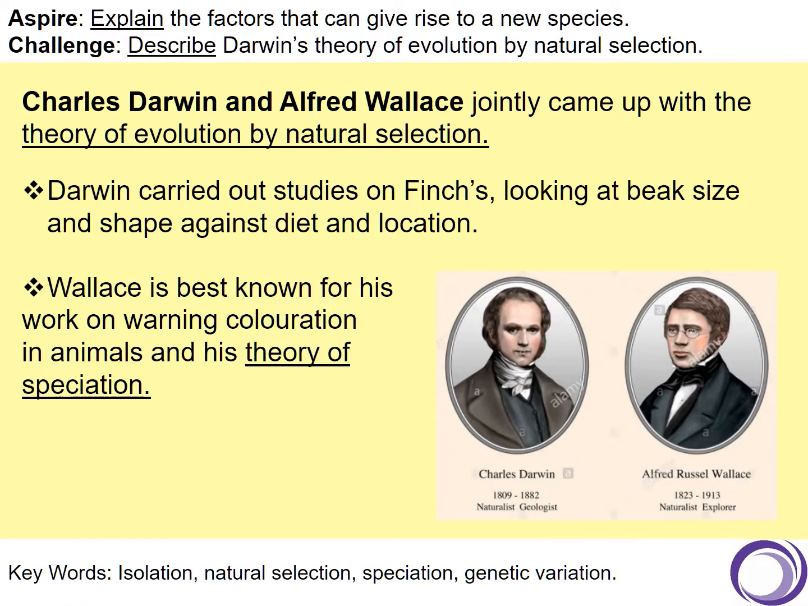So two scientists, Charles Darwin and Alfred Wallace, jointly came up with a theory of evolution by natural selection. Charles Darwin carried out studies on finches, and he looked at the beak size of those finches, the shape of those beaks, and he compared these to the diet the finches ate and the location and the conditions they lived in.